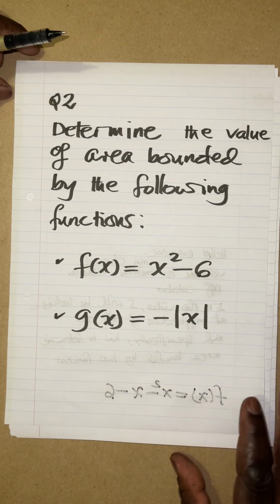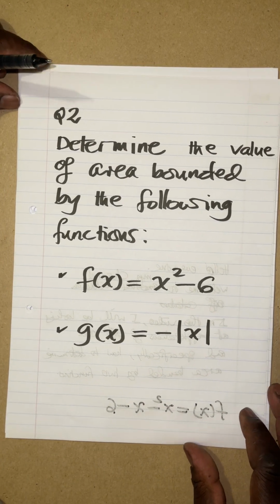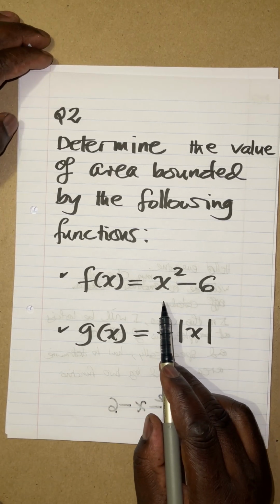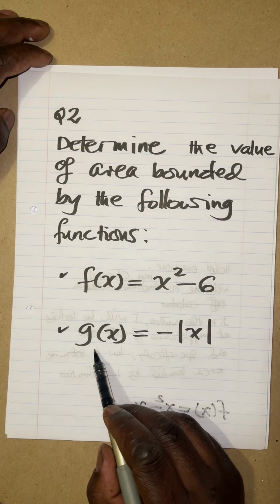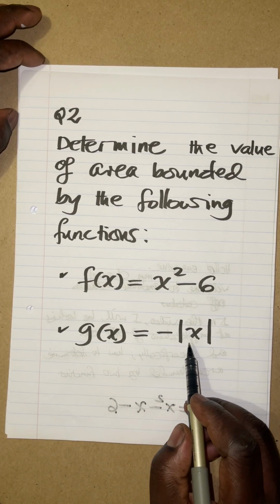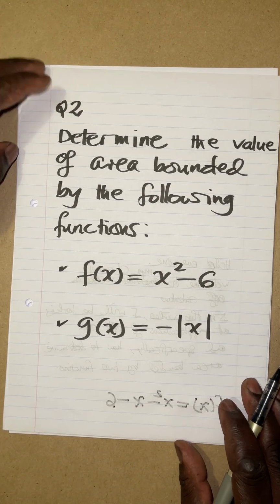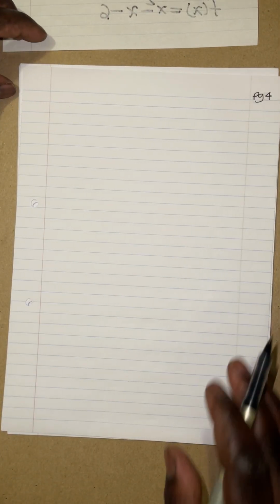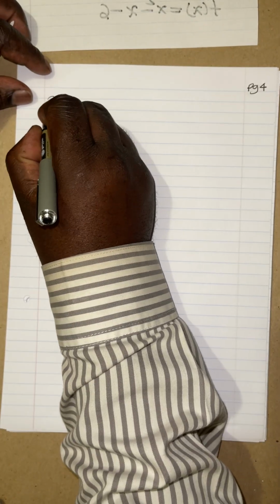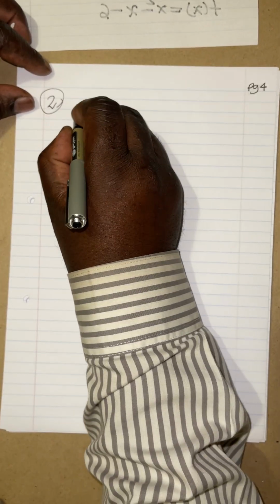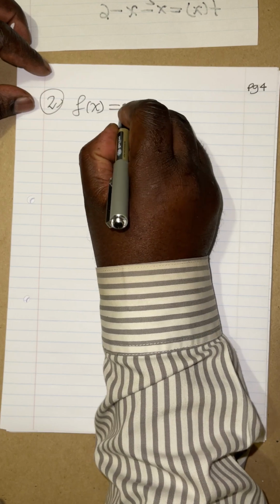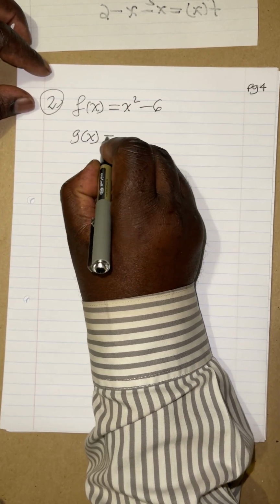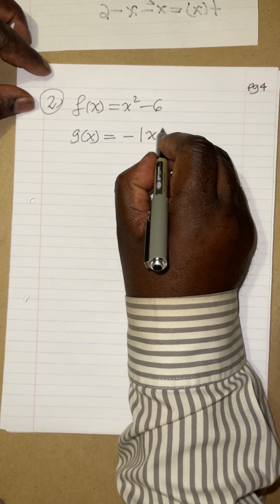There it is. We're supposed to determine the area bounded by the function f of x equals x squared minus 6, and g of x equals minus the absolute value of x. Now I'm going to go straight into it because time usually on these matters can be a very serious factor. So number 2, we have f of x equal to x squared minus 6, and g of x this time is equal to minus the absolute value of x.